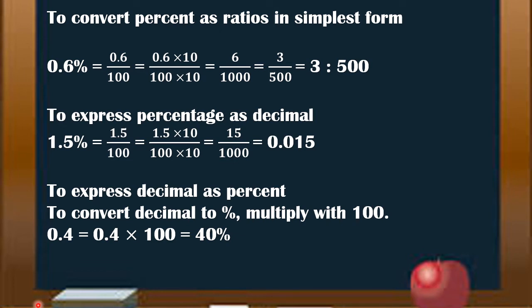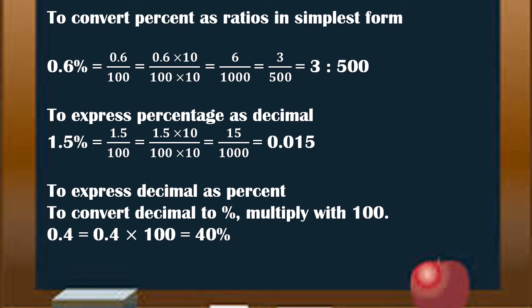Now to express a decimal as percent. To convert a decimal to percent is just like the fraction, just multiply with 100. So 0.4 is equal to 0.4 into 100. The two zeros of the 100 will remove the decimal of the 0.4, so 40. So it will be 40%. That means to convert a fraction or decimal to percent, you just have to multiply with 100.